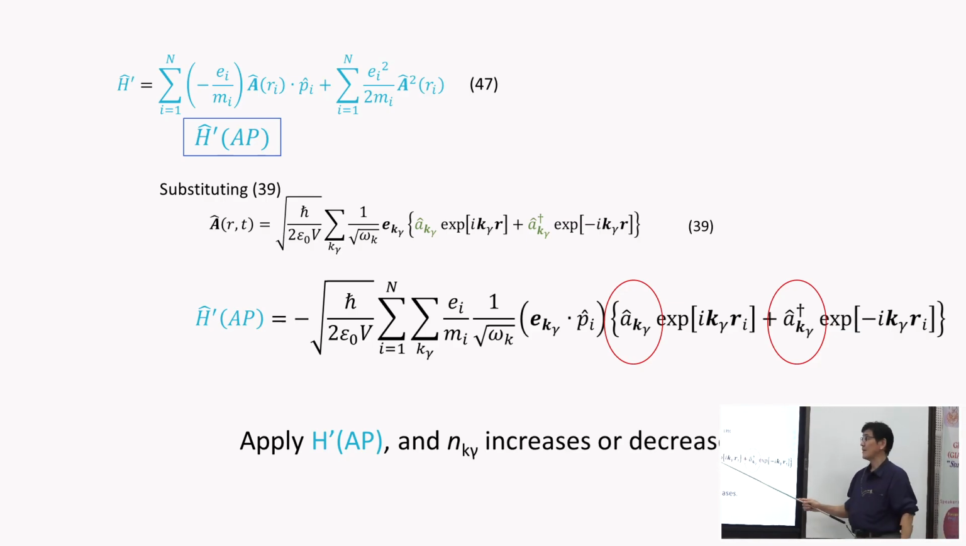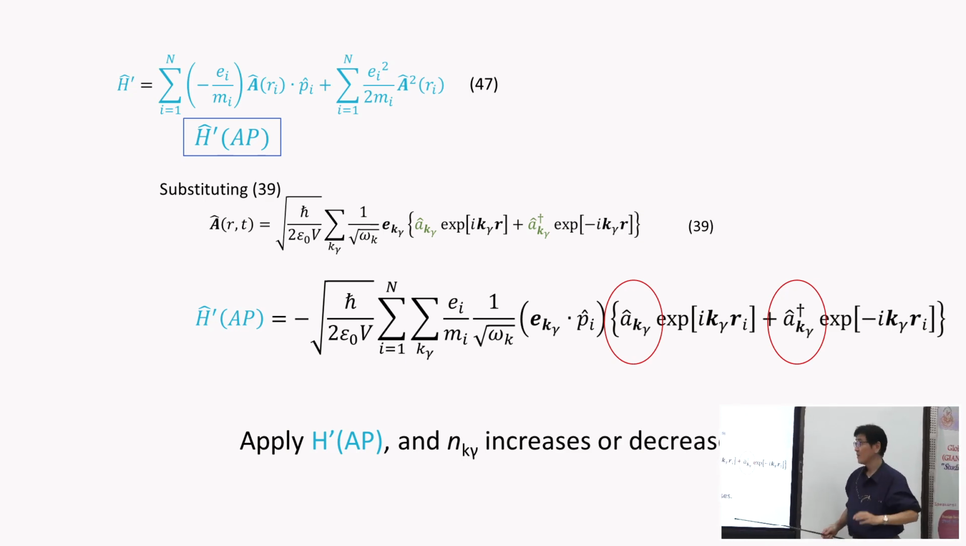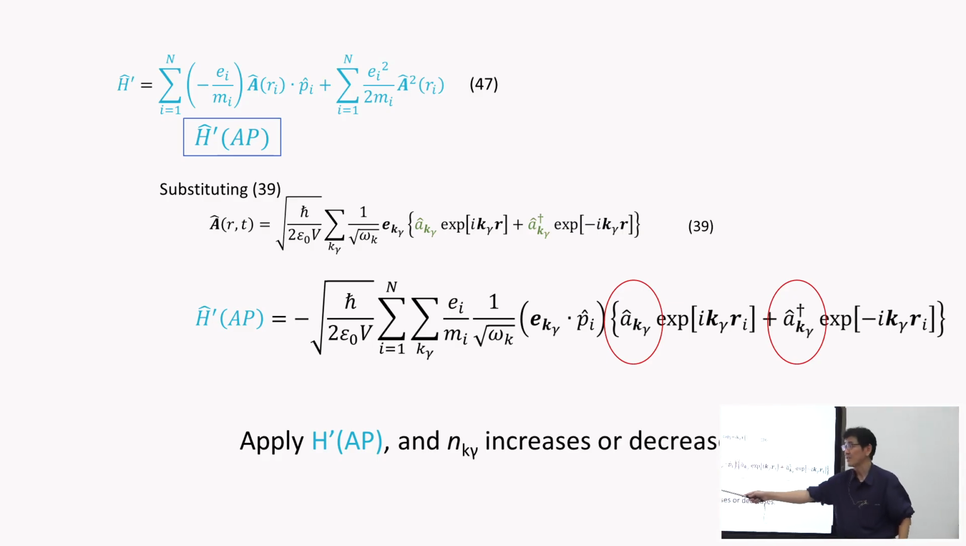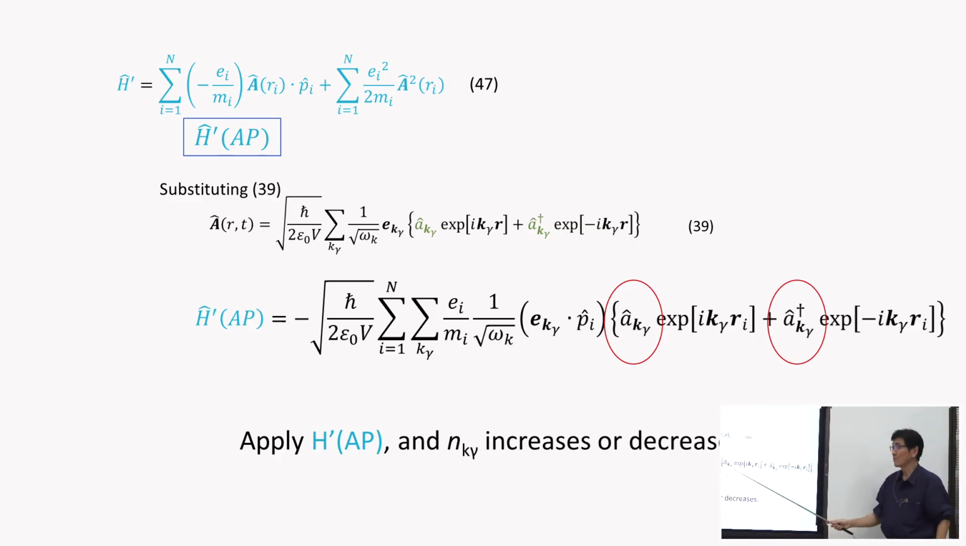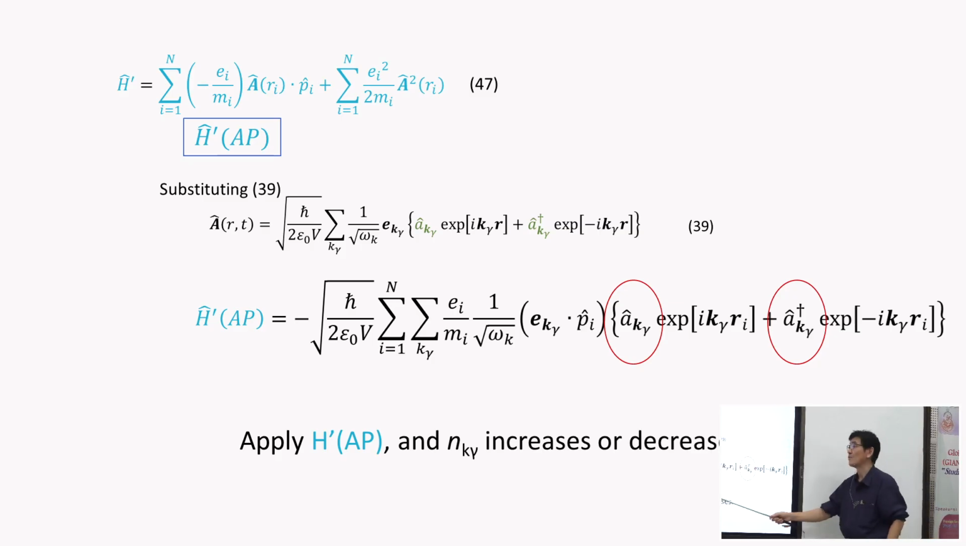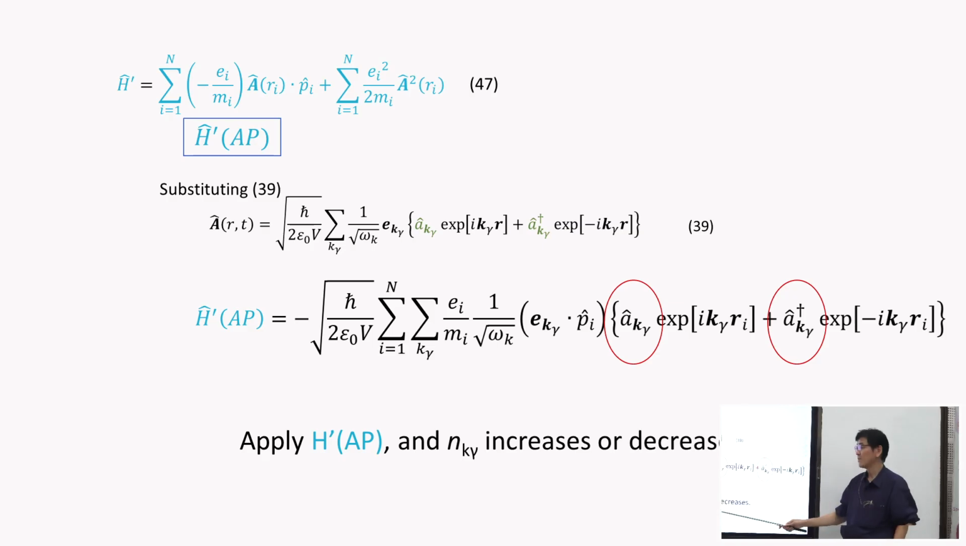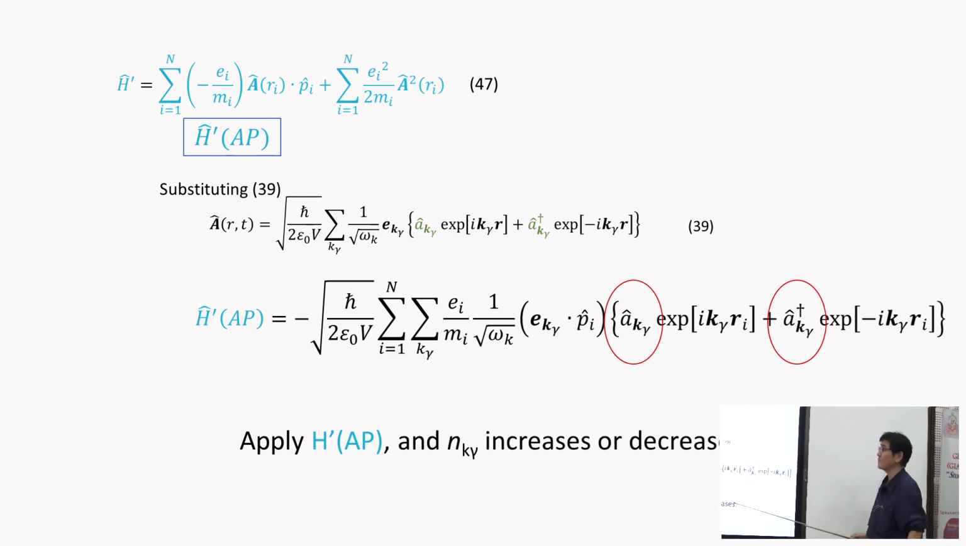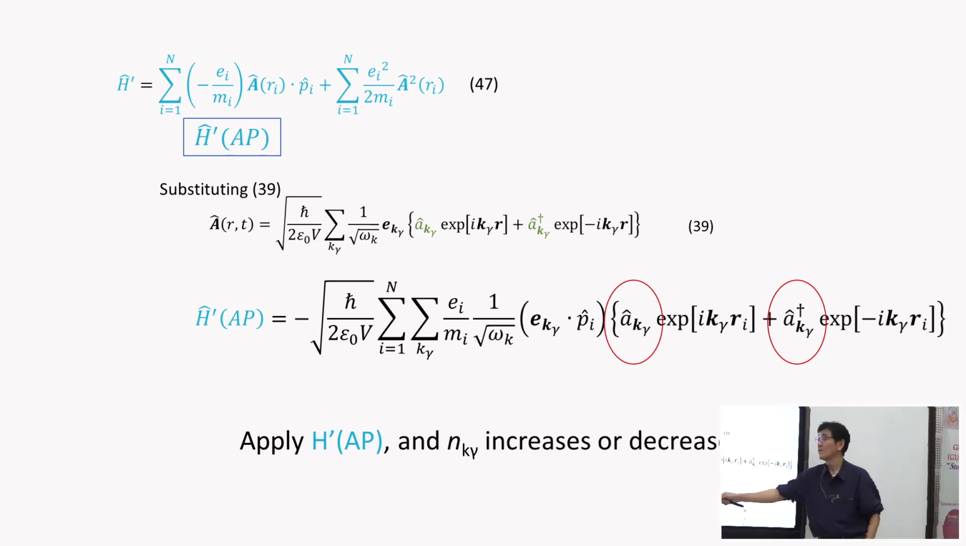You know, a and a dagger affect the number of photons in the radiation. So, as a consequence of the presence of the interaction Hamiltonian H prime A·P, the number of photons can increase or decrease depending on the optical process. Applying H prime A·P, the number of photons having wave vector k and polarization gamma increases or decreases. So this is the effect of this term.